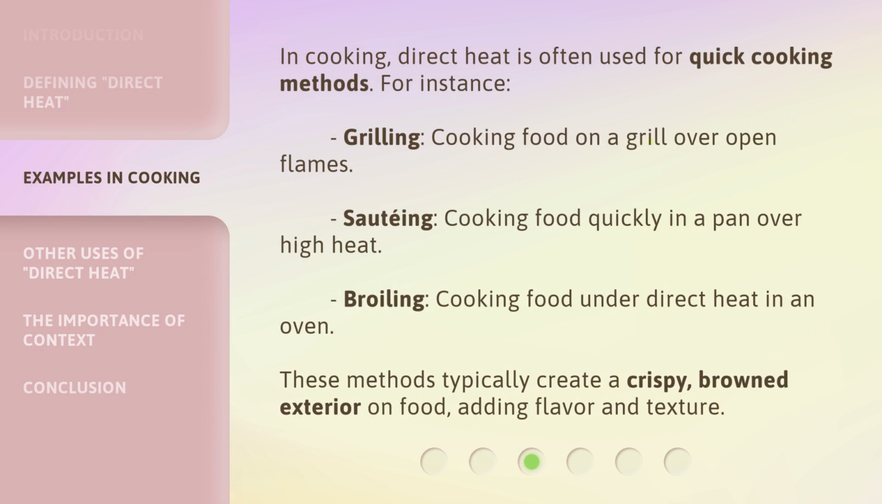In cooking, direct heat is often used for quick cooking methods. For instance, grilling, cooking food on a grill over open flames. Sautéing, cooking food quickly in a pan over high heat. Broiling, cooking food under direct heat in an oven. These methods typically create a crispy, browned exterior on food, adding flavor and texture.